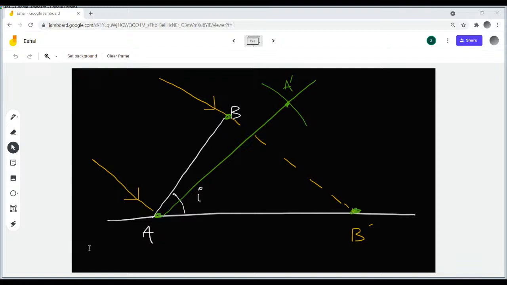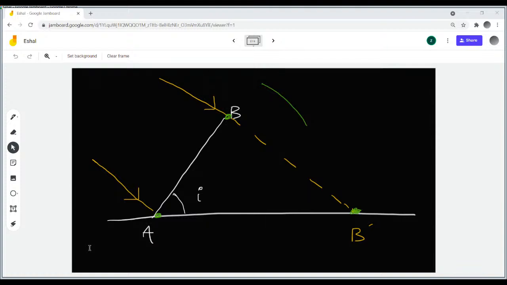I'll have to do one more thing before I connect this. मैं यहाँ से पॉइंट बी डैश से इस पर्टिकुलर आर्क जो मैंने ड्रॉ की है इस पे एक टेंजेंट ड्रॉ करूंगा. Let me see, can I somehow draw a tangent?